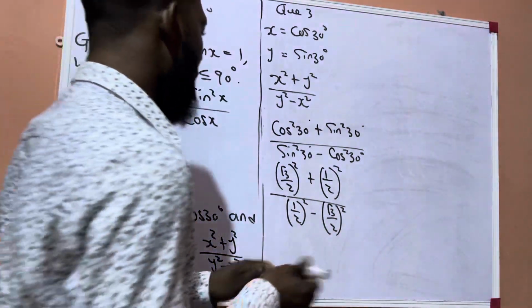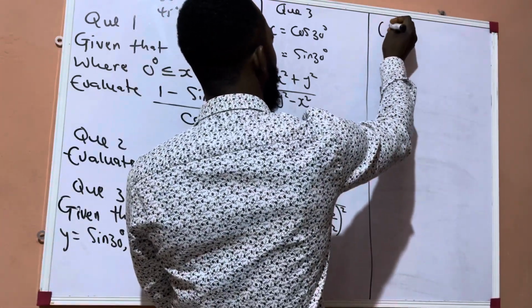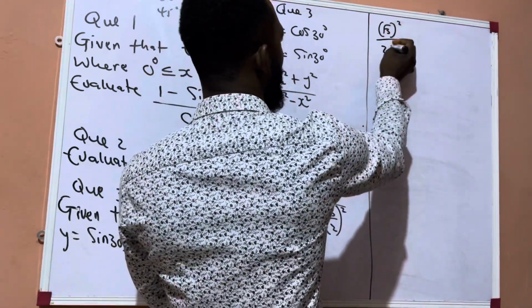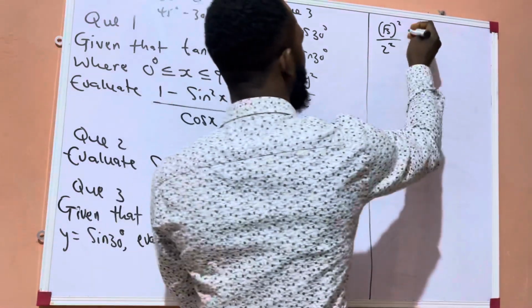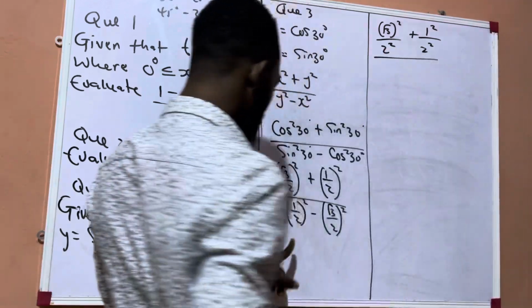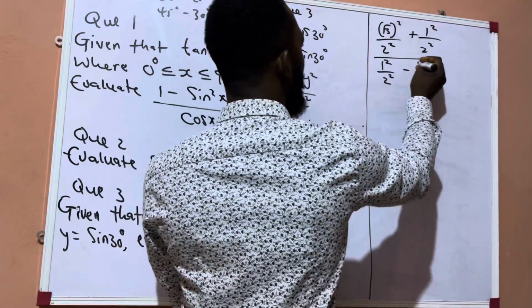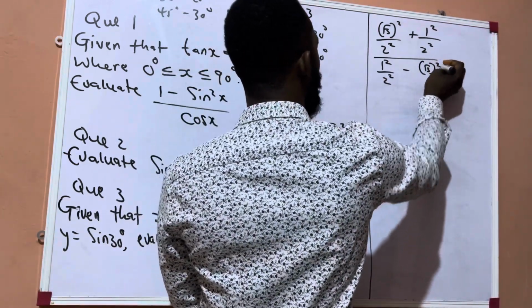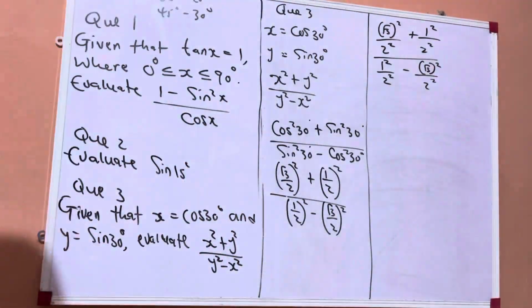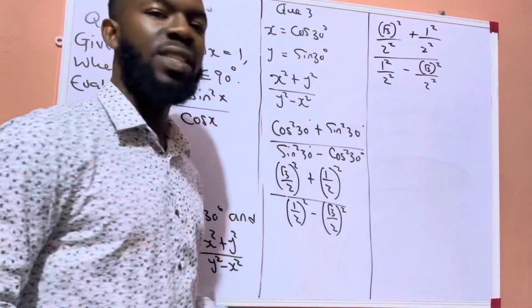So when I do this, I'm going to be having something like this: root 3 raised to the power of 2 over 2 raised to the power of 2, plus 1 raised to the power of 2 over 2 raised to the power of 2, all over 1 raised to the power of 2 over 2 raised to the power of 2, minus root 3 raised to the power of 2 over 2 raised to the power of 2. Yes, the square affects everything which is the base inside the bracket.